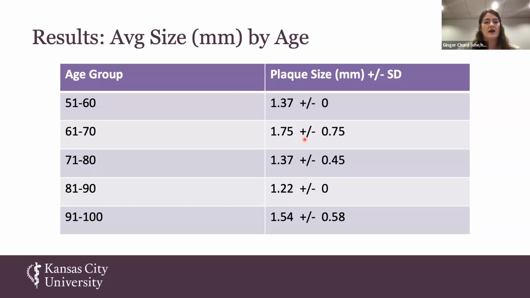So our largest average size was in the 61 to 70 age group, but that could potentially be due to having a higher percentage of numbers, essentially. So one of our largest plaques was in this 61 to 70 age group. So that could be why we found that increased number for that age group. But like I mentioned, there was no significant difference.